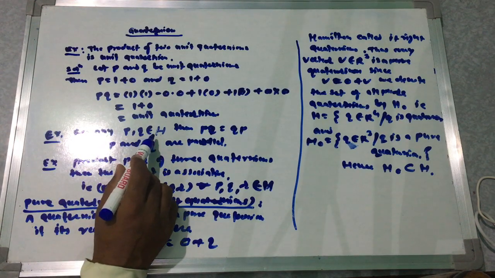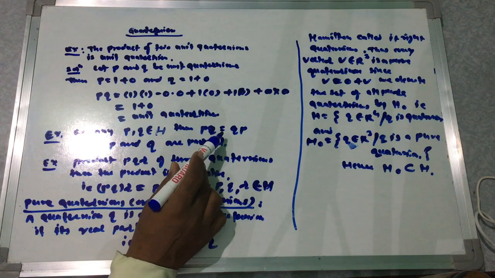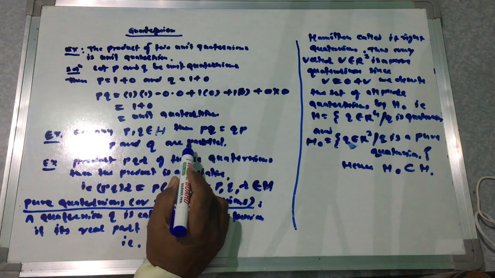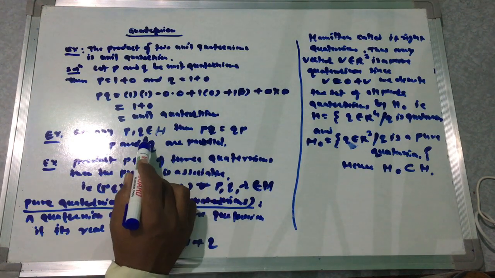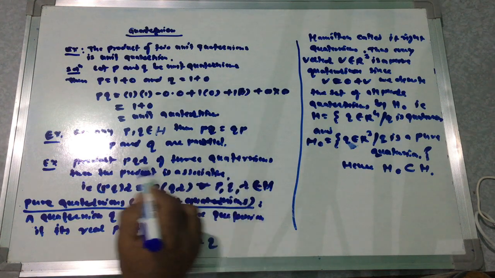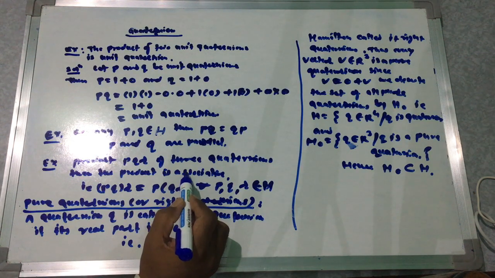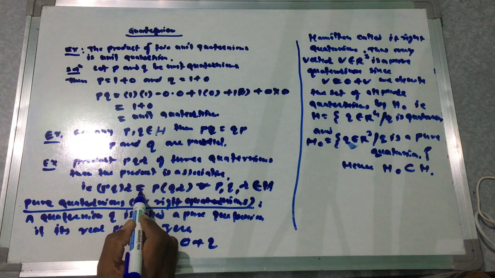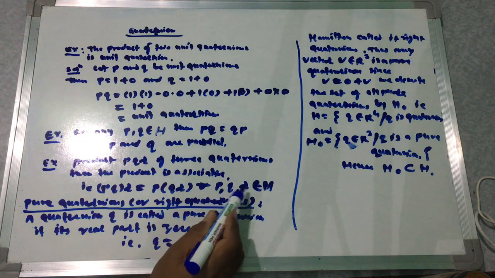For P and Q belonging to H, PQ is equal to QP if and only if P and Q are parallel. So this is the result we can have. Again, if we have the product PQR of three quaternions, then the product is associative: (PQ)R is equal to P(QR) for all P, Q, R belonging to H.